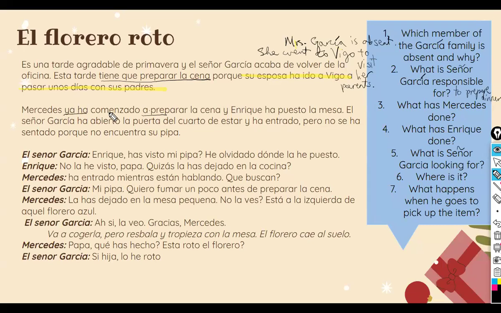Now we're ready for her here. Ya he comenzado a preparar la cena. So the passage tells us this. So she has already started dinner.